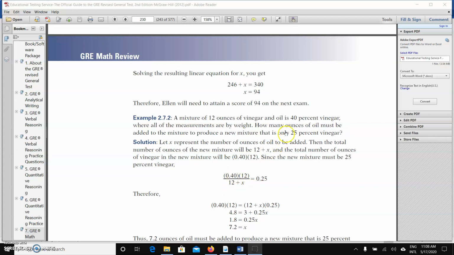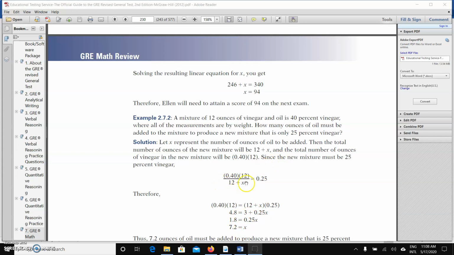Now, the percentage of what we add initially is as good as just saying proportion. So 0.40 times 12 equals 0.25, which is 25%, times 12 plus x. That's what they did here. So 0.4 into 12, 12 plus x, this is the new percentage. So let me just say percentage and the mixture, they equal each other and we solve for x. By the time you solve it, you get the answer.